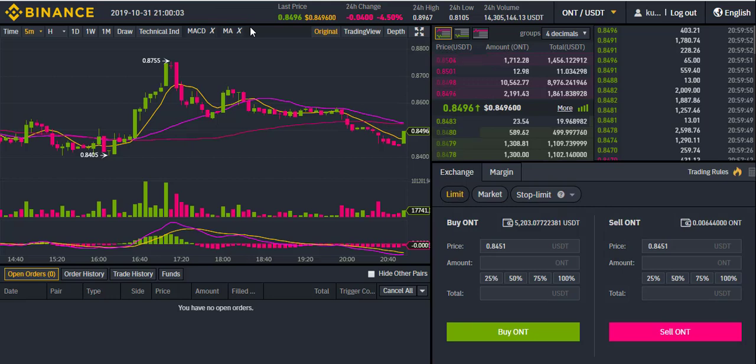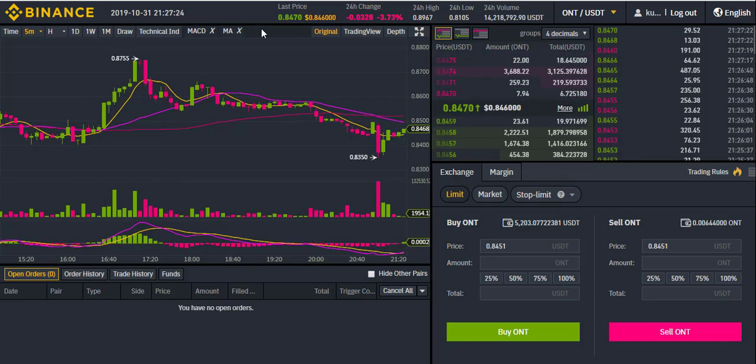So what I'm going to do is go through everything that's on the screen, describe it in layman terms, and hopefully you'll be able to buy and sell cryptocurrencies easily on the Binance platform after you have gone through this tutorial. So right here is a chart.